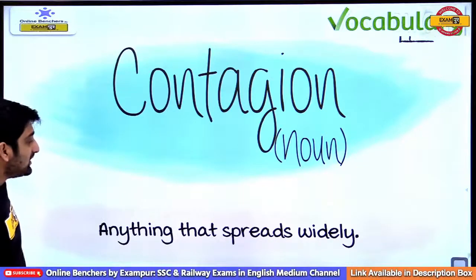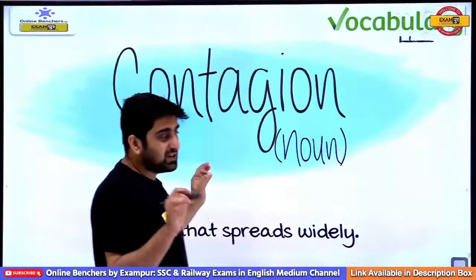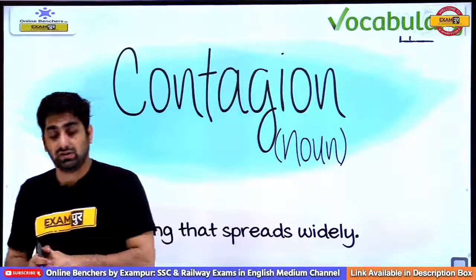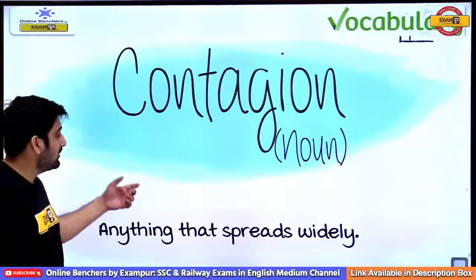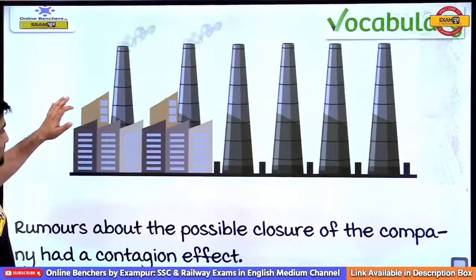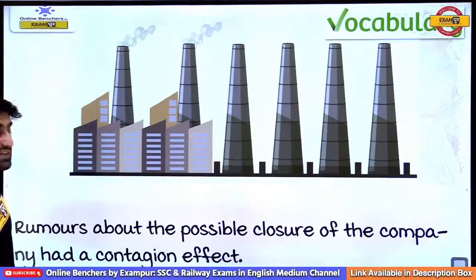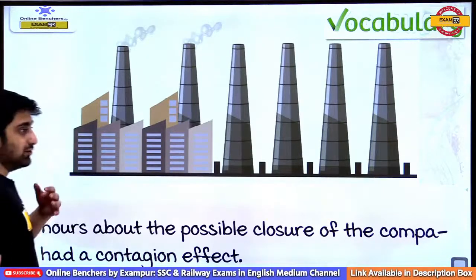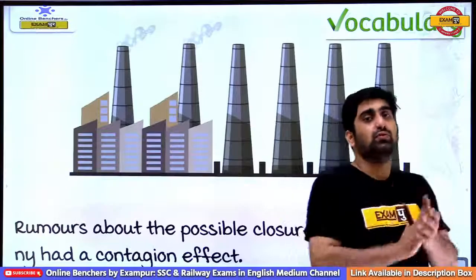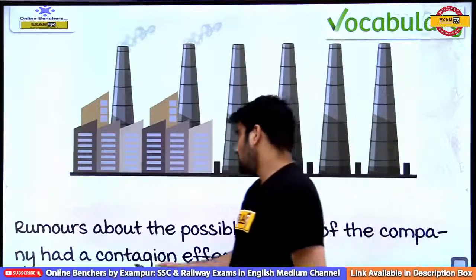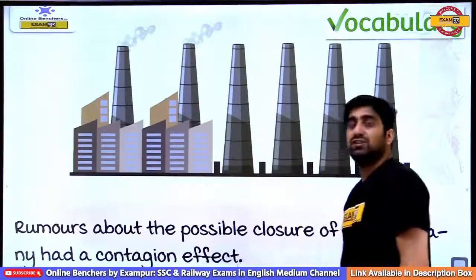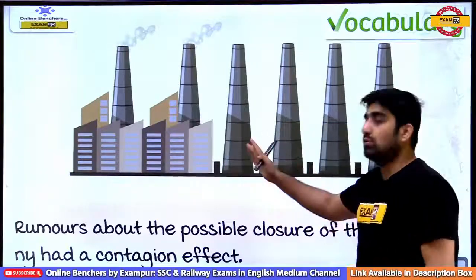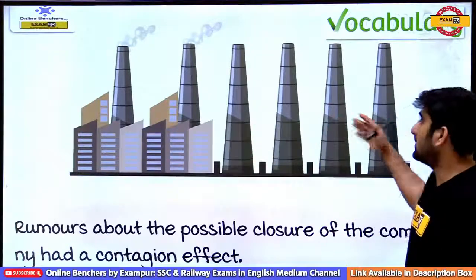Contagion basically means anything that spreads widely. Anything that spreads very fast, widely, far and wide, that is called contagion. Okay, Rishabh, thank you. So if you look at the image present here, what the image says is: rumors about the possible closure of the company. The rumor is that the company is slowly closing down. Such a rumor had a contagion effect, meaning this rumor spread far and wide. The rumor of the company's closure spread far and wide, that is what is being said here.